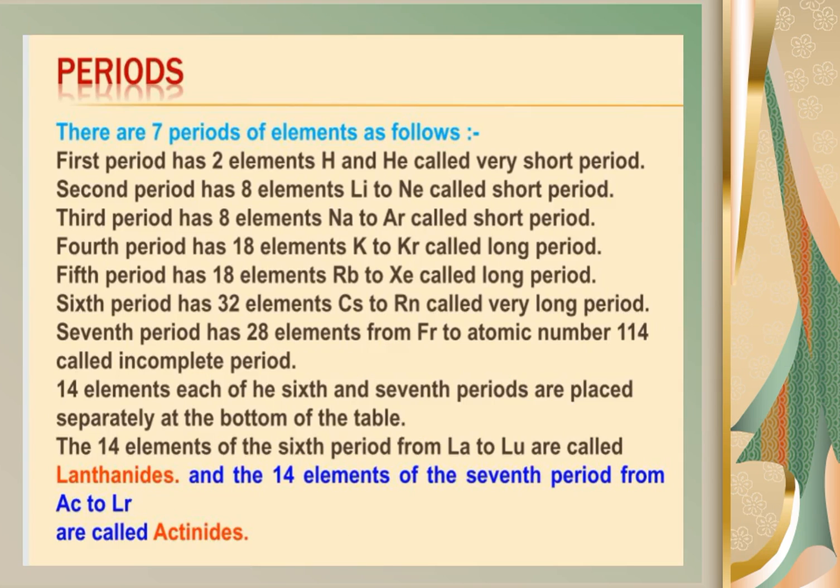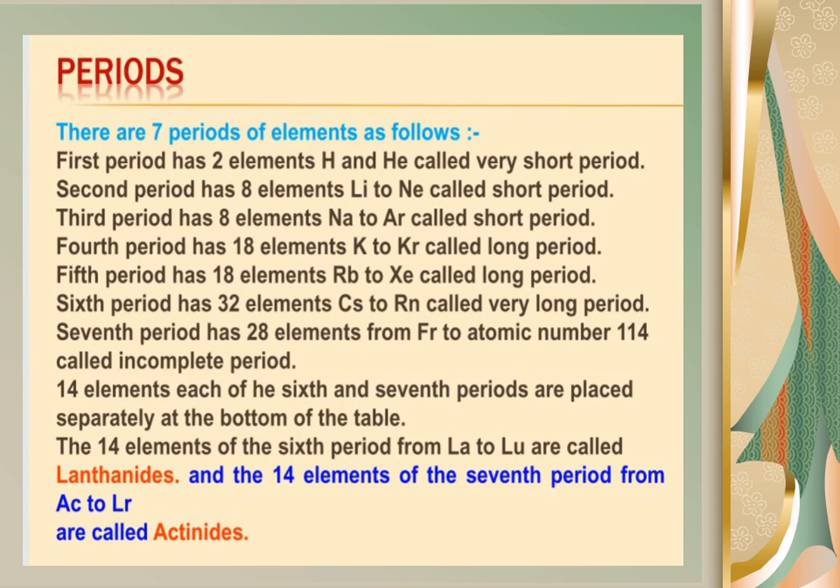Description of periods. The number of elements in any period is fixed by the maximum number of elements that can be accommodated in the shells, which is given by the formula 2n², where n is the number of the given shell starting from the nucleus. There are 7 periods of elements, as follows.